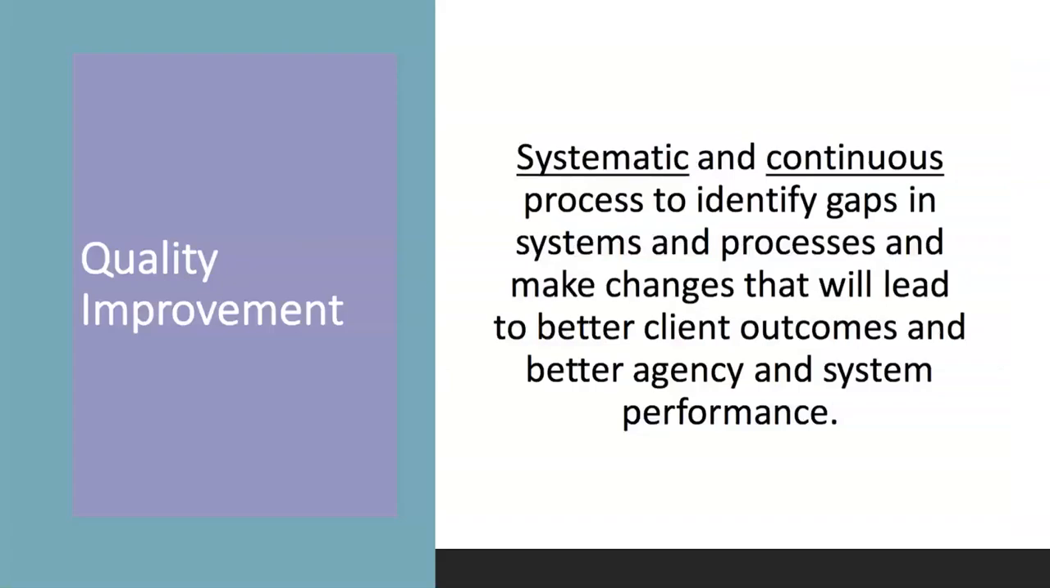So we have a definition of quality. We think a little bit about what our aims of quality are and what domains we should be thinking about and talking about. But a real key component here is quality improvement. Quality doesn't happen all by itself. Improving quality requires a systematic and continuous process. We have to identify gaps in our systems and our processes, make changes to better client outcomes or efficiencies, and better our agency and system performance.